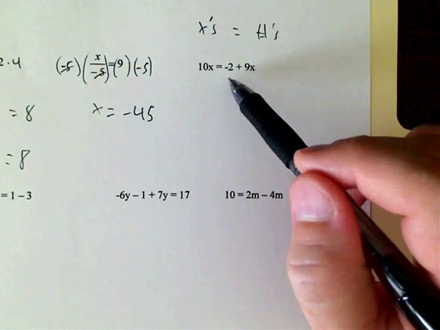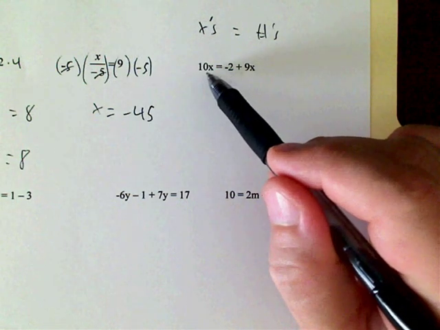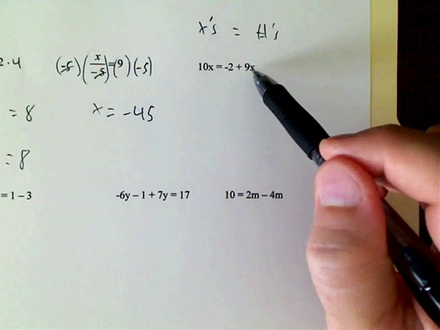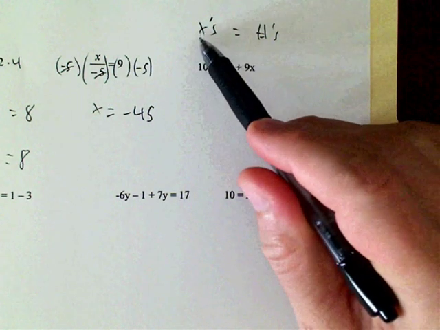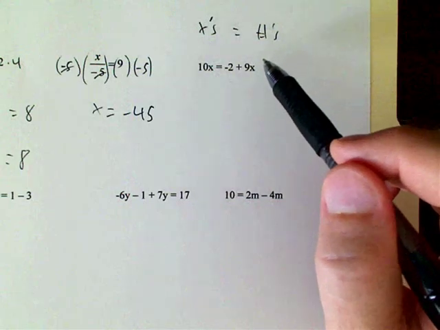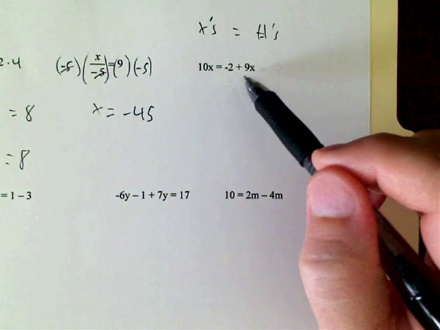A lot of people think that you automatically take that 10x and move it over here. But if you do that, you have everything on one side. We don't want everything on one side. We want x's on one, numbers on the other. So what we're going to do is eliminate this 9x from this side.